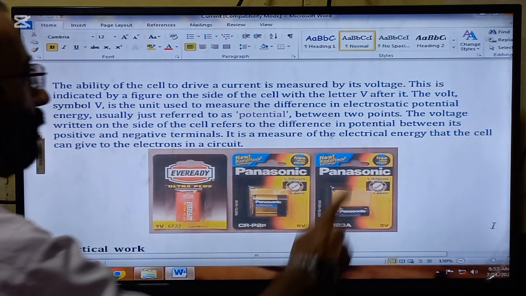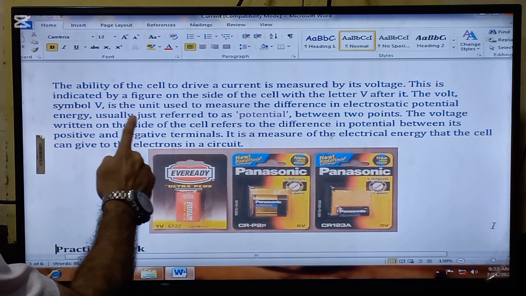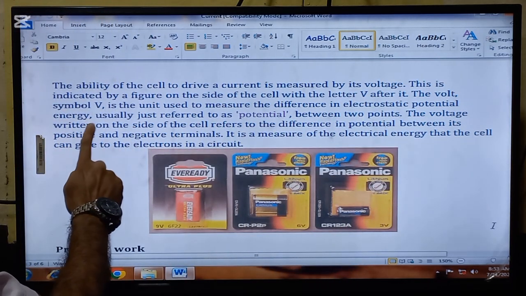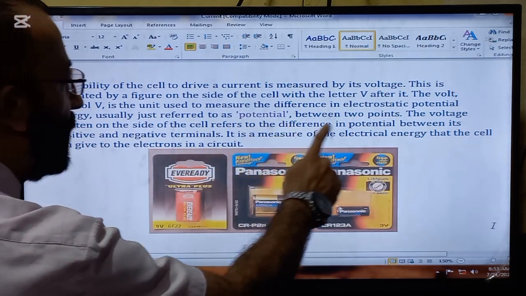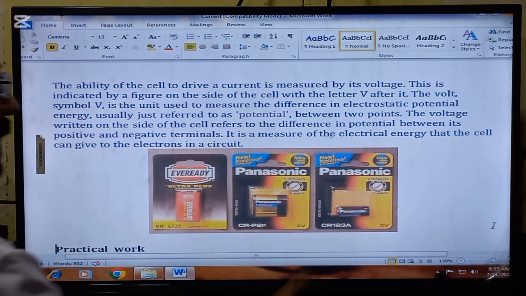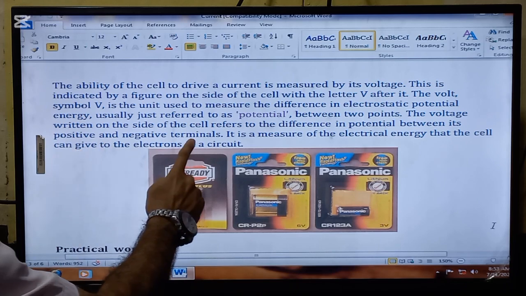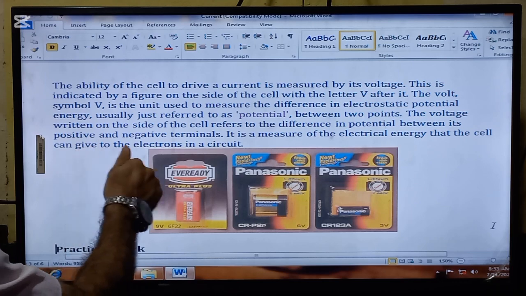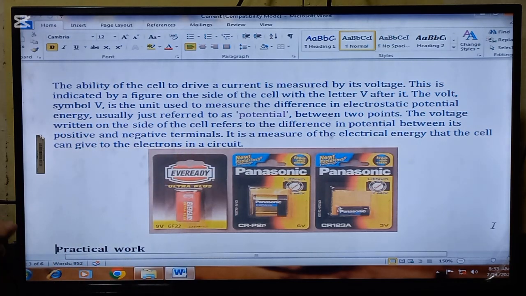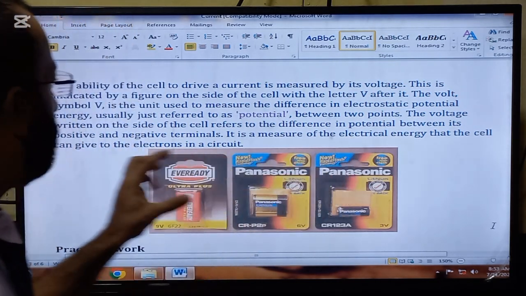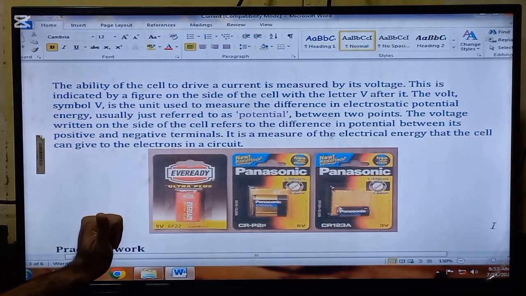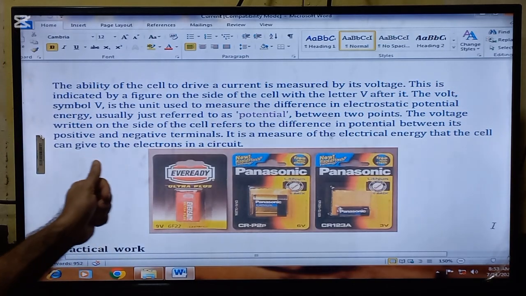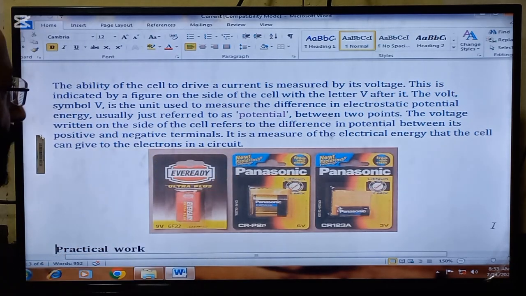The volt, symbol V, is the unit used to measure the difference in electrostatic potential energy, usually just referred to as potential, between the 2 points. The voltage written on the side of the cell refers to the difference in potential between its positive and negative terminals. So this is the difference in potential between the positive and negative terminals of the cell. It is a measure of the electrical energy that the cell can give to the electrons in a circuit.